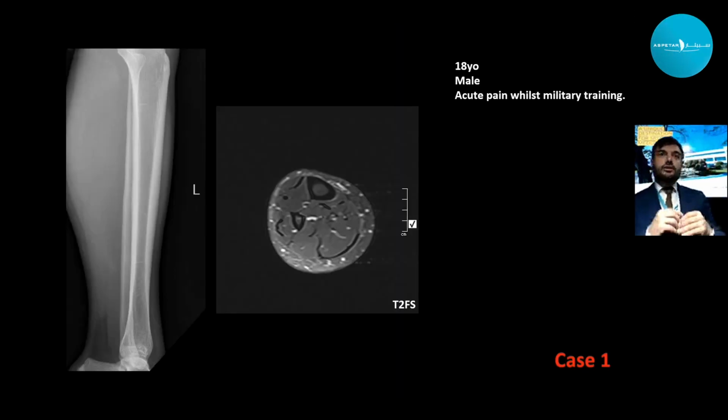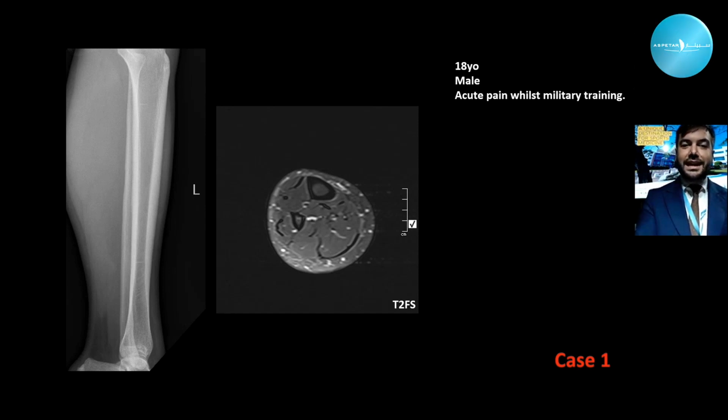I will show you now different cases with different pathologies, so we can understand a little bit how we radiologists identify this type of injuries. This is an 18-year-old male with acute pain while in military training. All of us know that military training is a red flag regarding stress fractures and stress reactions. On the left, we see the X-ray. The X-ray is normal.